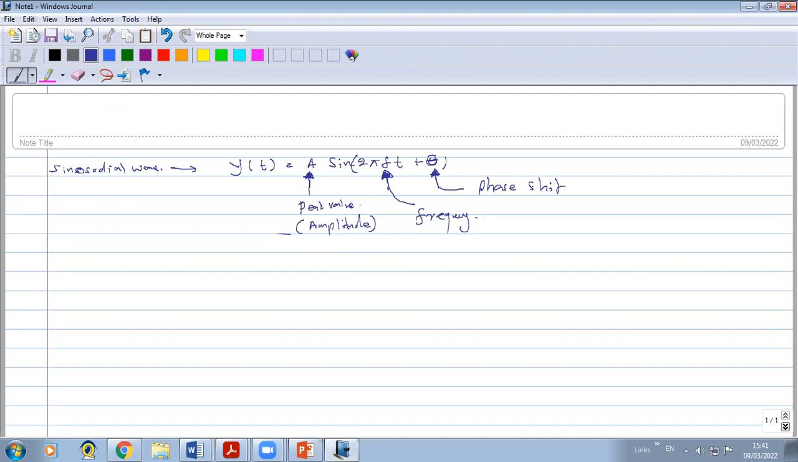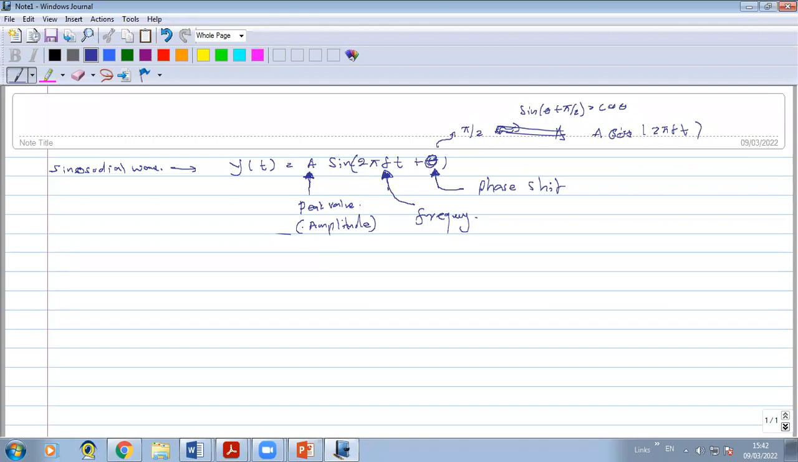So these three parameters are the most important parameters for a sine wave. Actually, we can determine all the information using these three parameters. So if this phase shift is π/2, this will become cosine. From this identity, sin(θ + π/2) is equal to cos θ. Using that identity, we will get A cos(2πft). So it is a matter of this phase shift.